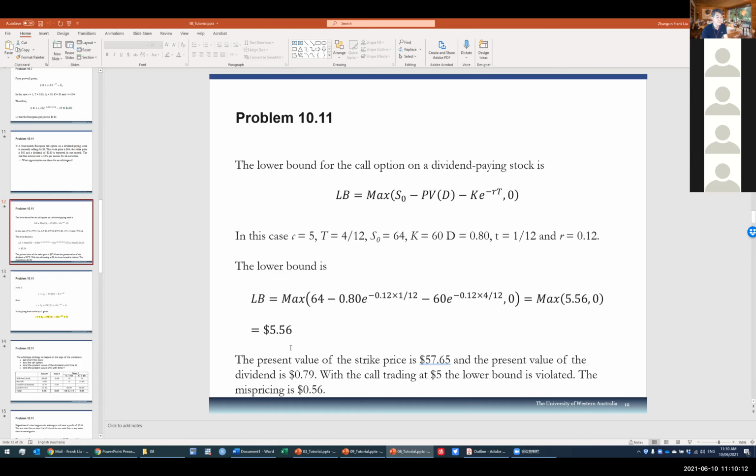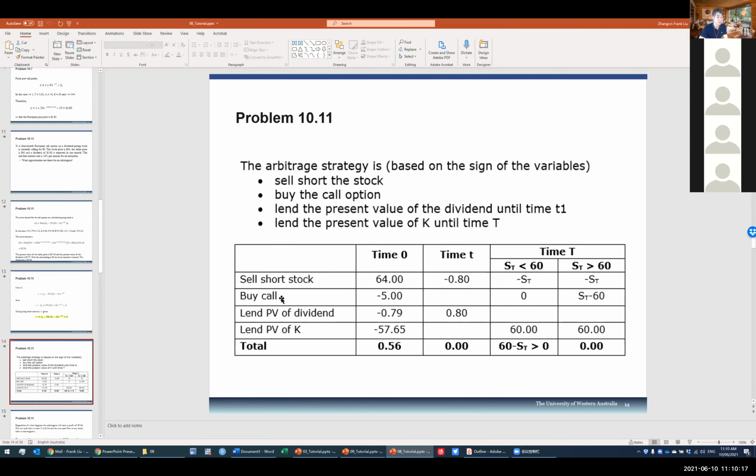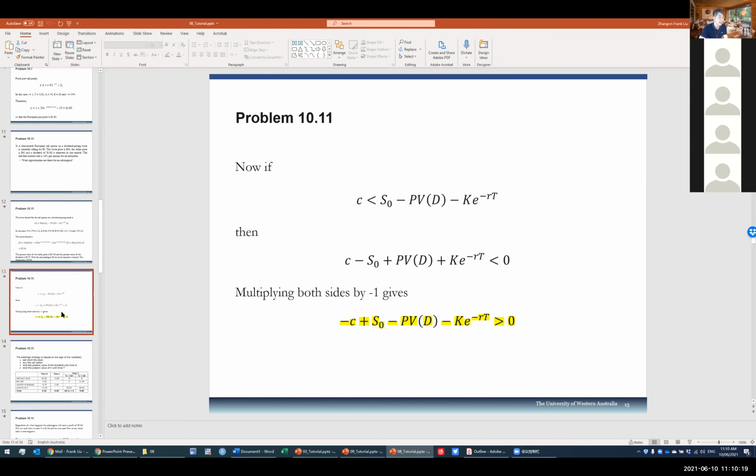You're going to buy the cheap one? Exactly. You want to buy the cheap one. So which means in this case, I'm going to buy a call option, right? Buy a call option. Well, but how do I actually work that out?